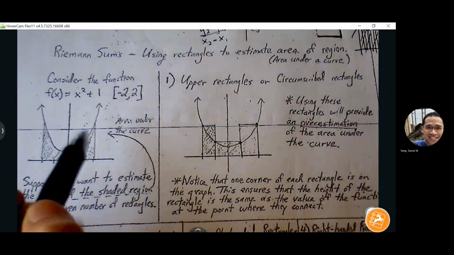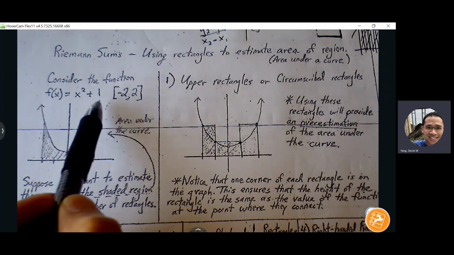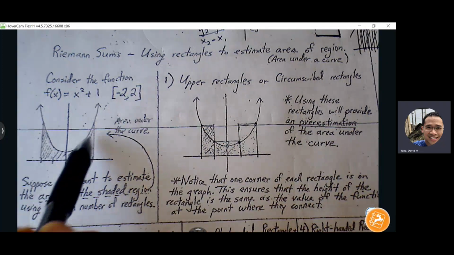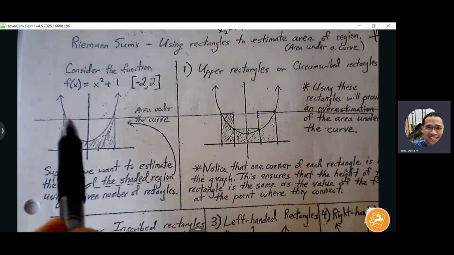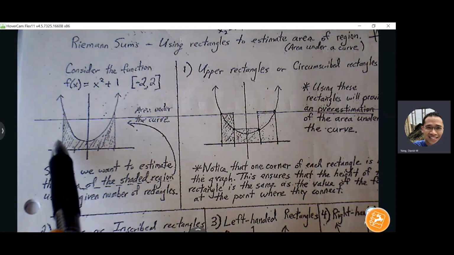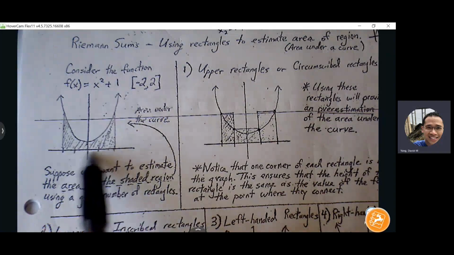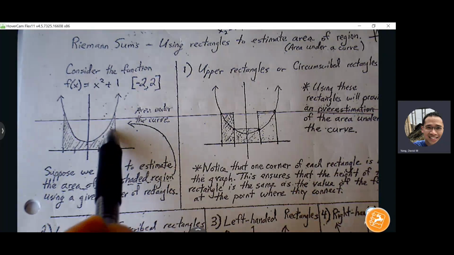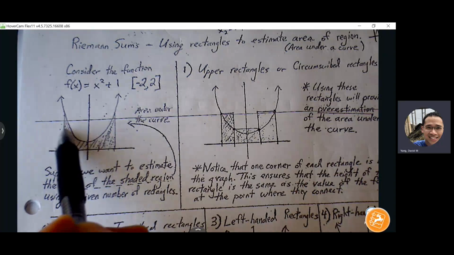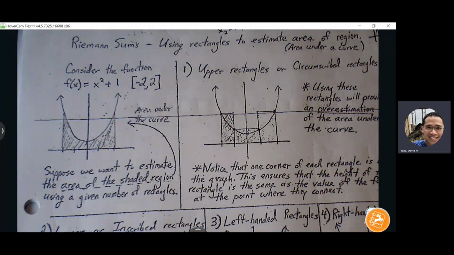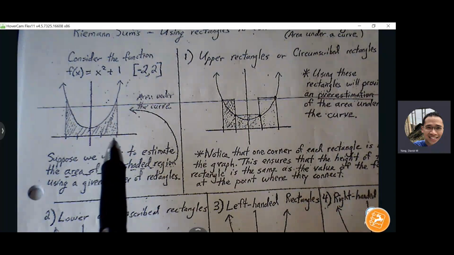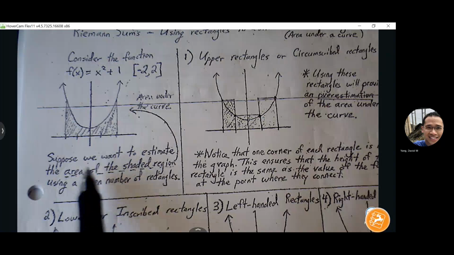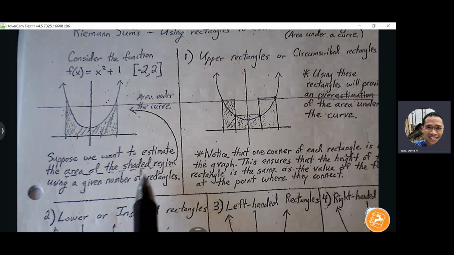Now, let's consider this function. Okay, x squared plus 1. That's just the parabola here between -2 and 2. So below the curve, above the x-axis, and between these two endpoints, we see that this is a region that is not a specific shape, but it doesn't matter. We're still going to take this region and we're going to approximate the area of this region. Okay, suppose we want to estimate the area of the shaded region using a given number of rectangles.